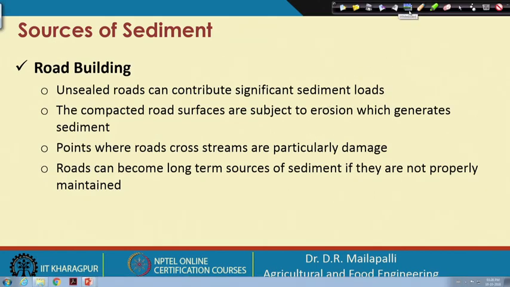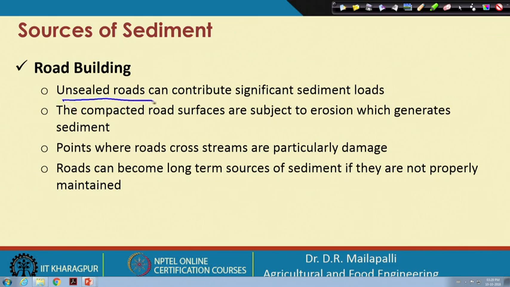Nowadays, if you see the construction of roads or houses, they leave a lot of sediment out at the site. When there is rainfall, definitely the particles, the sand, or any building material will be transported to the drainage ditches. So, unsealed roads can contribute to significant sediment loads.